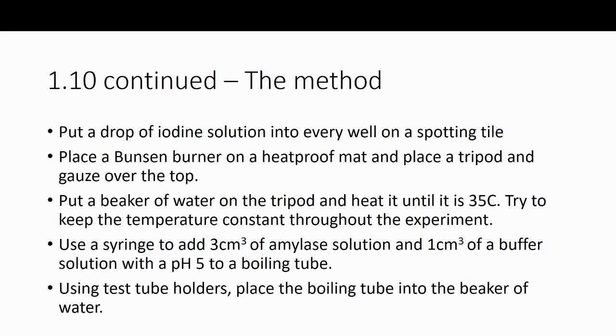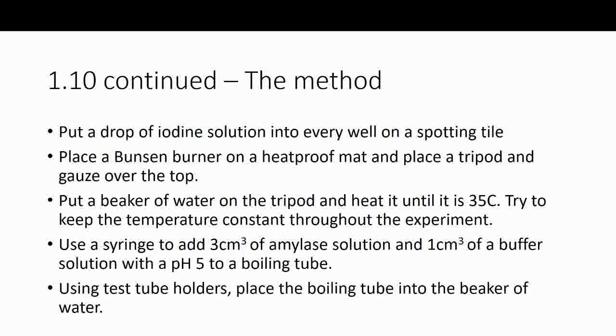The method. Put a drop of iodine solution into every well on a spotting tile. Place a Bunsen burner on a heat-proof mat and place a tripod and gauze over the top. Put a beaker of water on the tripod and heat it until it is 35 degrees C. Try to keep the temperature constant throughout the experiment.